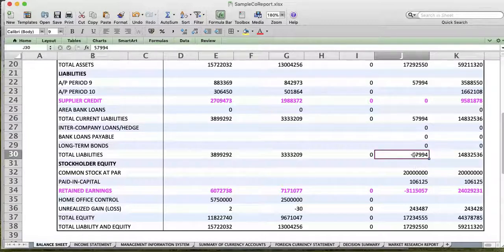Therefore, the total of liabilities for the home office will be the sum of these elements. Then comes the equity. The equity is the main activity, you could say, of the headquarters, because it is the place that has raised money, raised capital from investors, and this is the initial capital.